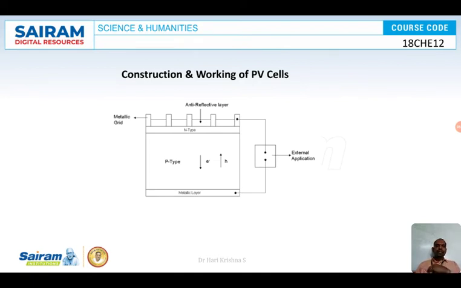So this is the PN junction. Sunlight falls here, and electron hole pairs will be generated. Electrons will move towards the n-type and holes will move towards the p-type. The n-type becomes electron rich, and the p-type becomes hole rich, so the p-type becomes positively charged and the n-type negatively charged. When we connect both the ends to some external device, we can see the flow of electric current, and that is called photovoltaic current.